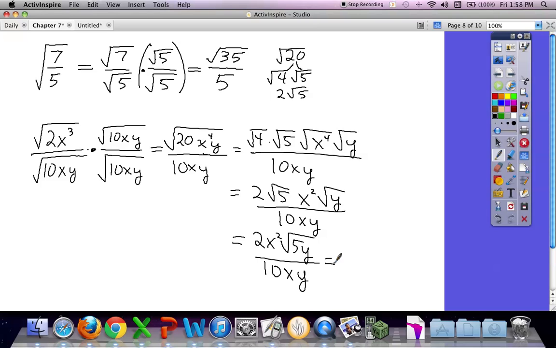And we wouldn't stop there because 2 divides evenly into 10. And there's 1 x in the denominator and 1 x in the numerator, so we can cancel one of those in the numerator. So this is x times the square root of 5y divided by 5y.